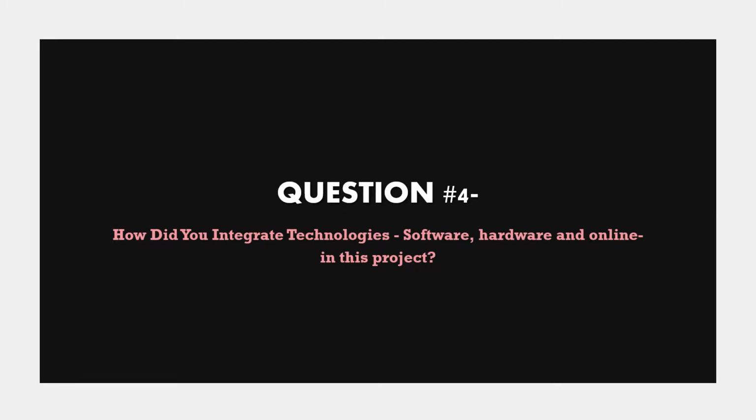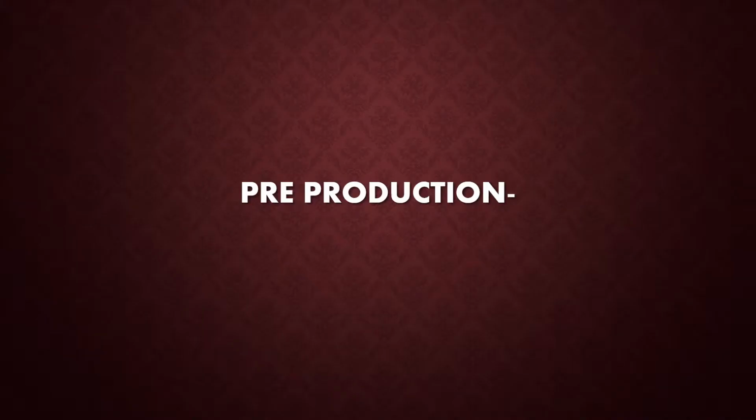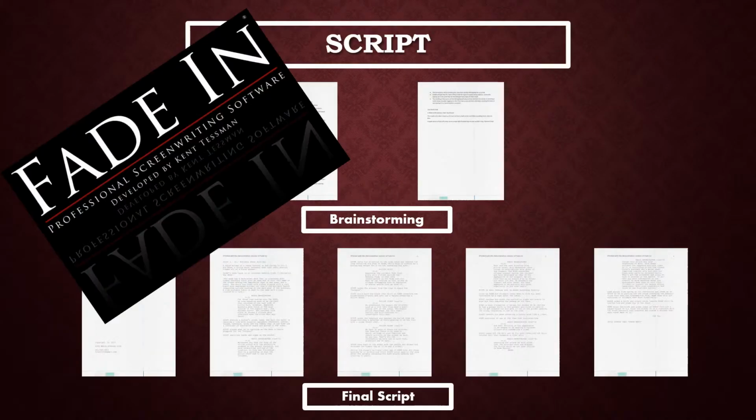Question number 4. How did you integrate technologies in this project? Pre-production. Throughout this project, I managed to integrate many technologies to help complete the final product. The script was written using a program, Fade In, that allowed me to easily format the script and worry more about the film rather than the format.